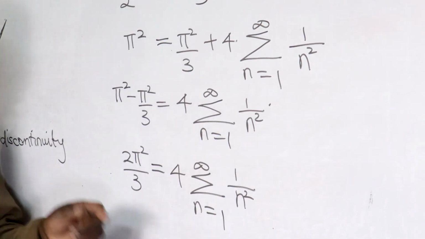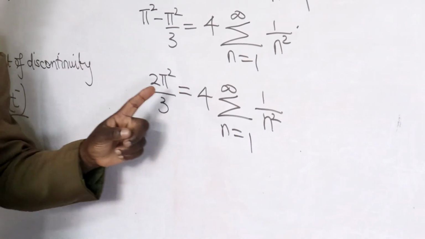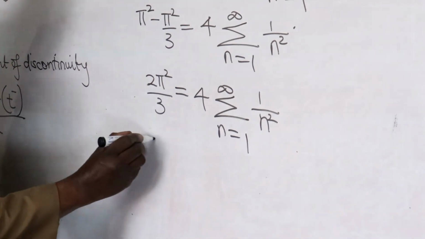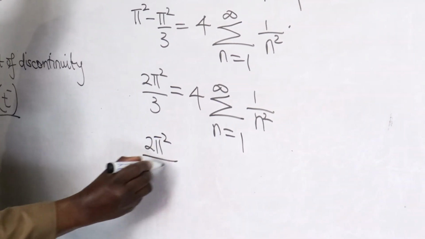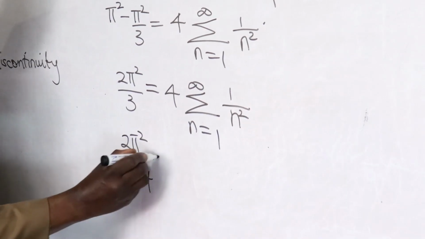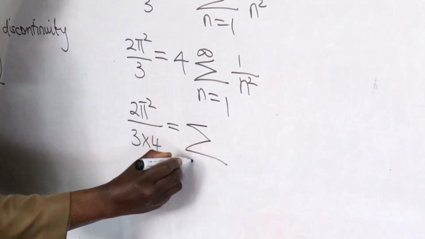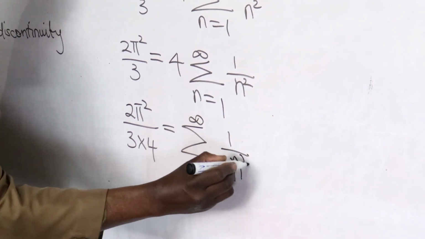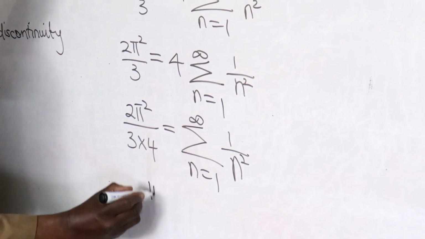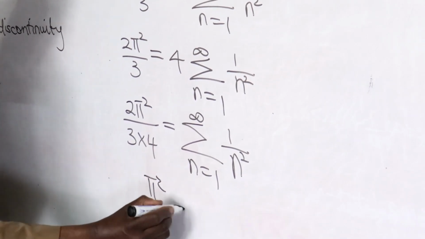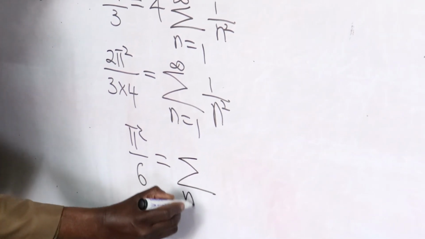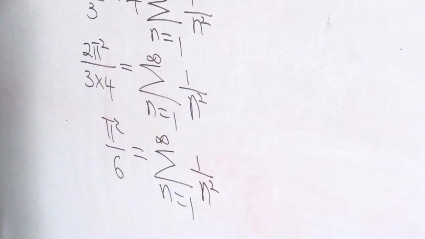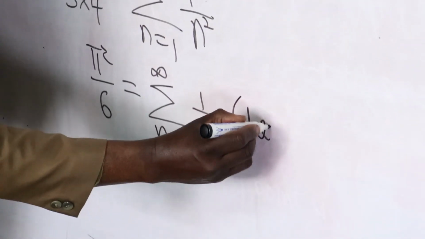From there, we move this 4 this way, so we divide both sides by 4. So this will be 2 pi squared all over 3 times 4, equal to summation n starting from 1 to infinity of 1 all over n squared. So this one now gives us pi squared all over 6, which is equal to summation n starting from 1 up to infinity of 1 all over n squared. And then we say, hence shown.